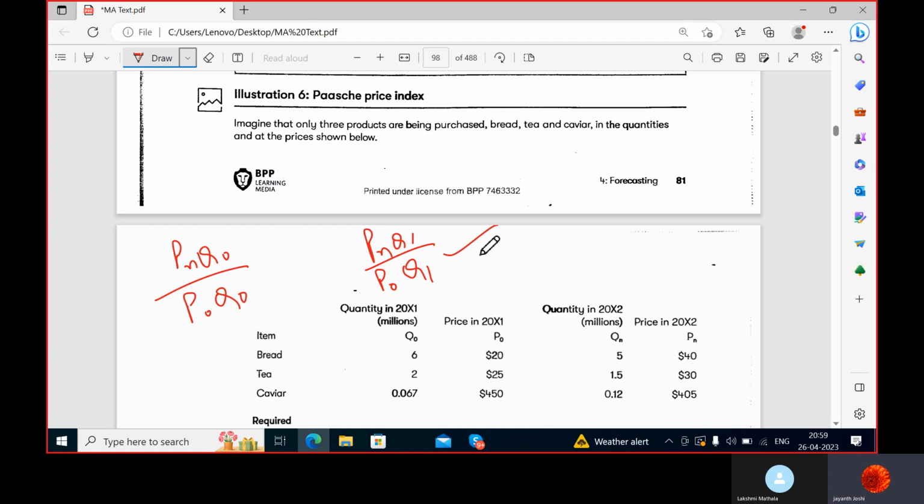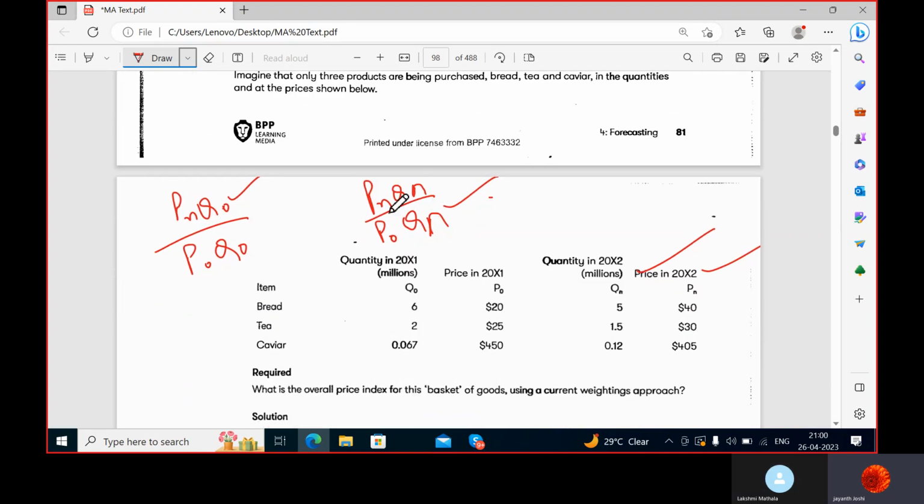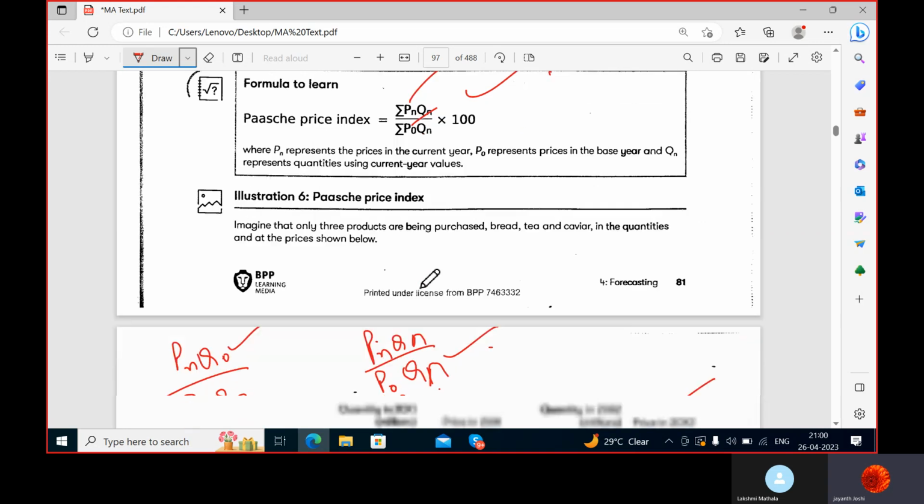Correct or wrong? Yes, sir. So in this we want Pn Q1. We will say this as Qn. This is the previous quantity, this is the current quantity, so we denote the current one with Qn. Understood? Yes, sir. So we want Pn Qn and P naught Qn. Q naught we don't require, but okay, we have taken it.